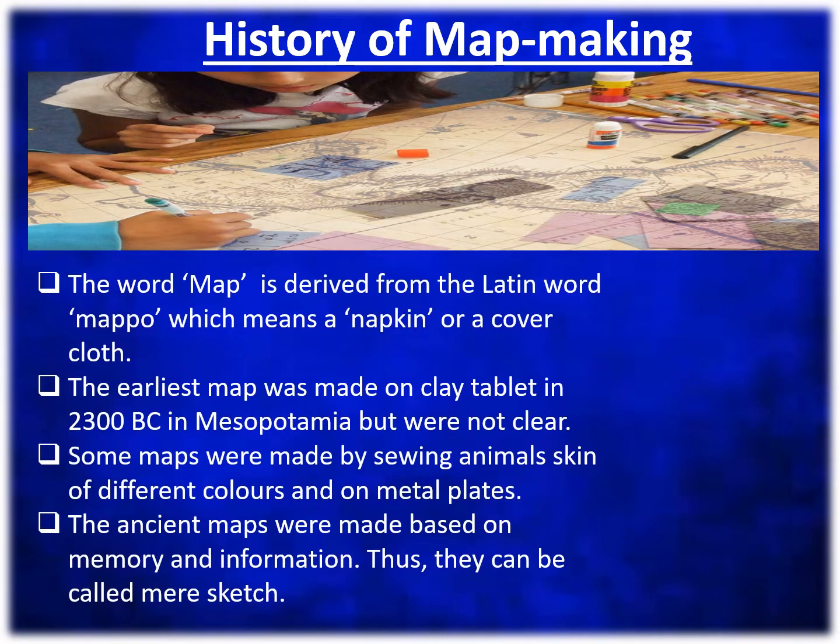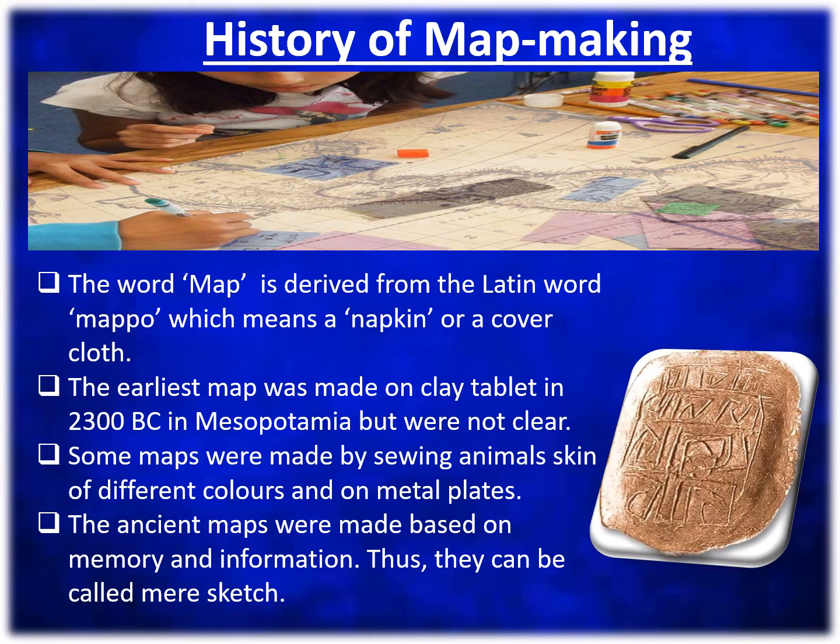Let us know about the history of map making. The word map is derived from the Latin word mappa, which means a napkin or a cover cloth. The earliest map was made on a clay tablet in 2300 BC in Mesopotamia, but those maps were not clear. A clay tablet is nothing but a flat surface made of clay. Some maps were made by sewing animal skin of different colors and some maps were made on metal plates.